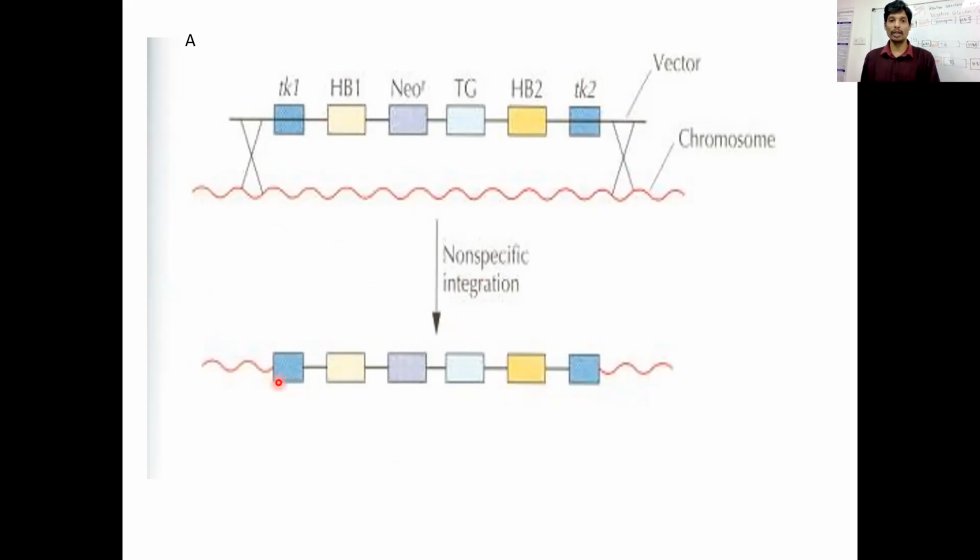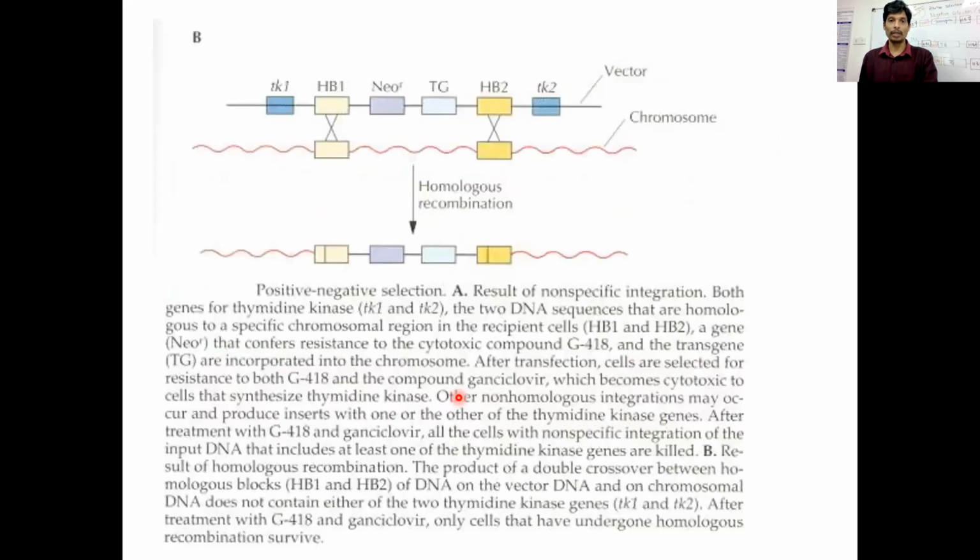And this is the one I just told, that random integration, which is also called non-specific integration, will lead to the integration of the whole construct. That means including the thymidine kinases along with the homologous blocks, the neomycin resistant cassette and the transgene. Of course, the neomycin resistant cassette is there, so in presence of neomycin, it will survive.